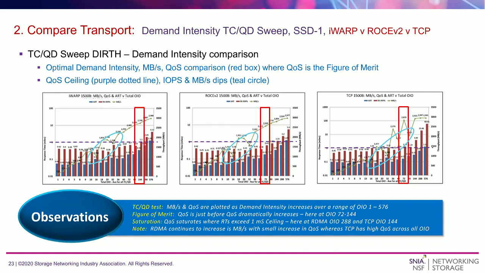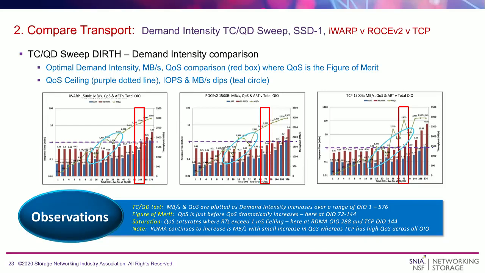If you look at the middle chart, it's the same thing. This is RoCE. Again, as we turn up the demand intensity, the green line keeps going up, but the red bars exceed that 1 millisecond purple line at OIO 144, and the cost of going from OIO of 72 to 576 is 5 milliseconds, whereas we only gain 400 megabytes per second. Those two cases are RDMA and offloaded.